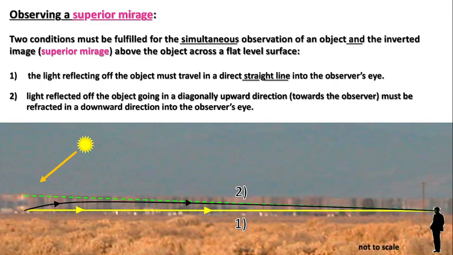Observing a superior mirage. Two conditions must be fulfilled for the simultaneous observation of an object and the inverted image or superior mirage above the object across a flat level surface. 1. The light reflecting off the object must travel in a direct straight line into the observer's eye. 2. Light reflected off the object going in a diagonally upward direction towards the observer must be refracted in a downward direction into the observer's eye.